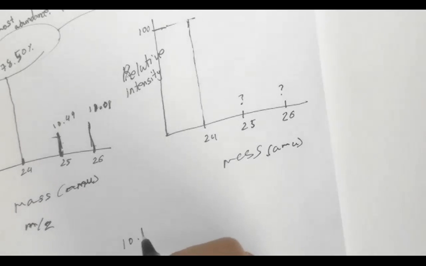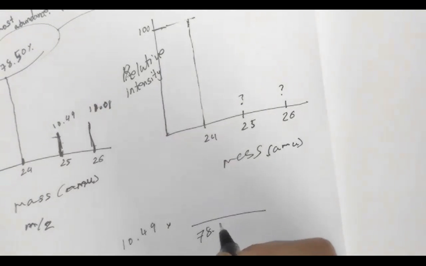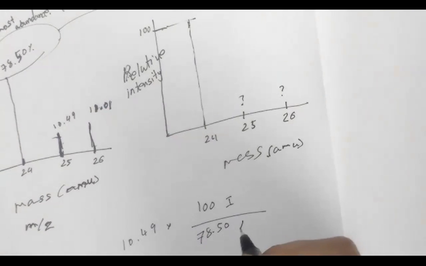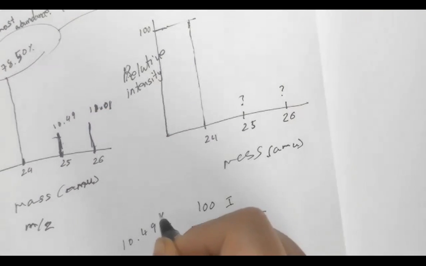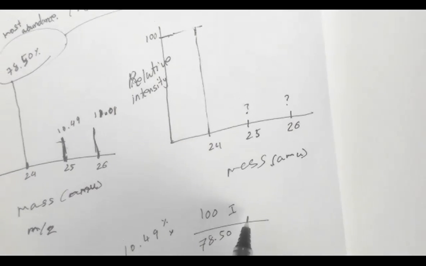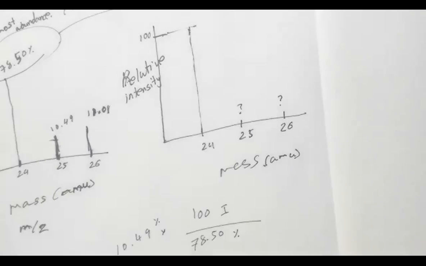You're gonna say 10.49. I don't want that. That is gonna be equivalent to 78.50. And then that will be equal to 100 intensity. See that? This is a percent to intensity. That's a percent. See how it goes? So that's what it is. So then that will let us figure out what that is. Okay. So let me try to do the math really quick.